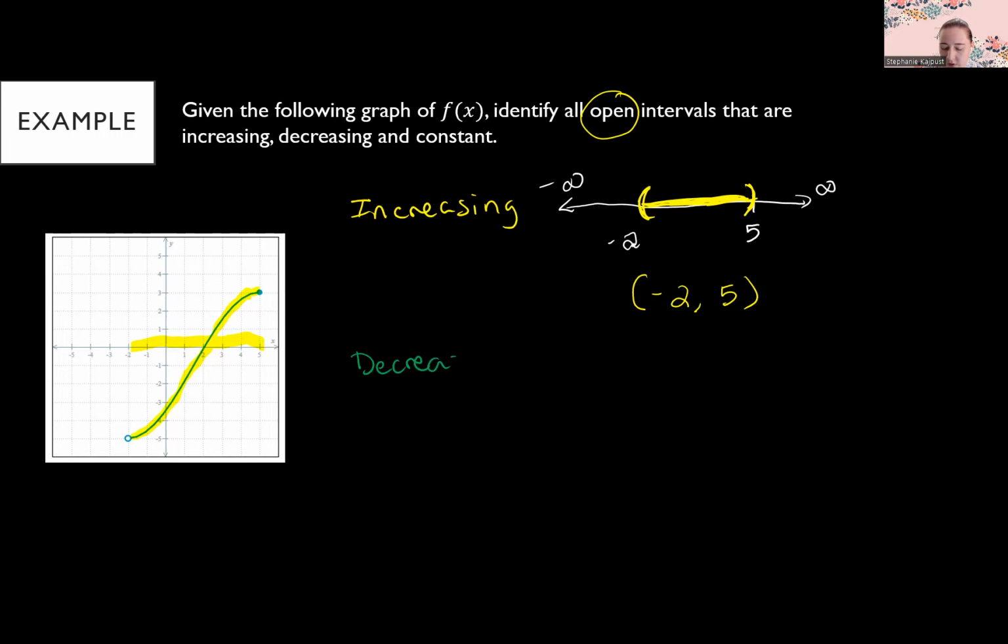Then decreasing, we have nowhere where we're going down, because the whole graph is going up. And then we have nowhere where we're flat. So for constant, there's also none. So this is one just like the other one that I had, where it is increasing kind of everywhere on the particular graph.